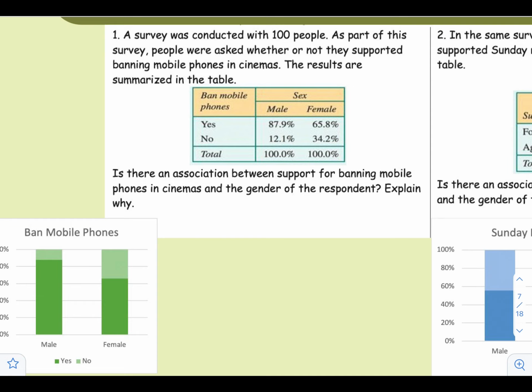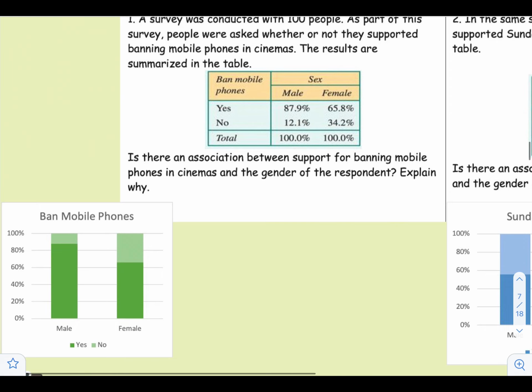Let's take a look at over here. A survey was conducted with 100 people. As part of this survey, people were asked whether or not they supported banning mobile phones in cinemas. The results are summarized in the table, and are also shown on the segmented bar graph over here. Is there an association between support for banning mobile phones in cinemas and gender of the respondent? Explain why.